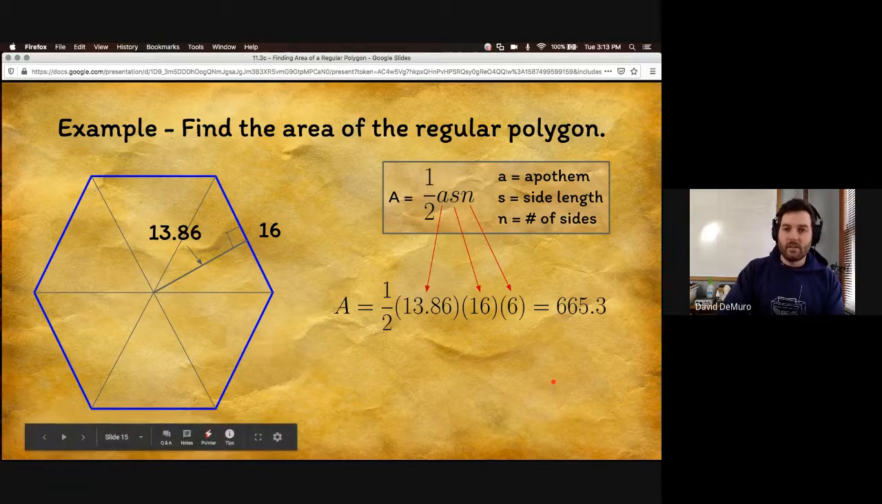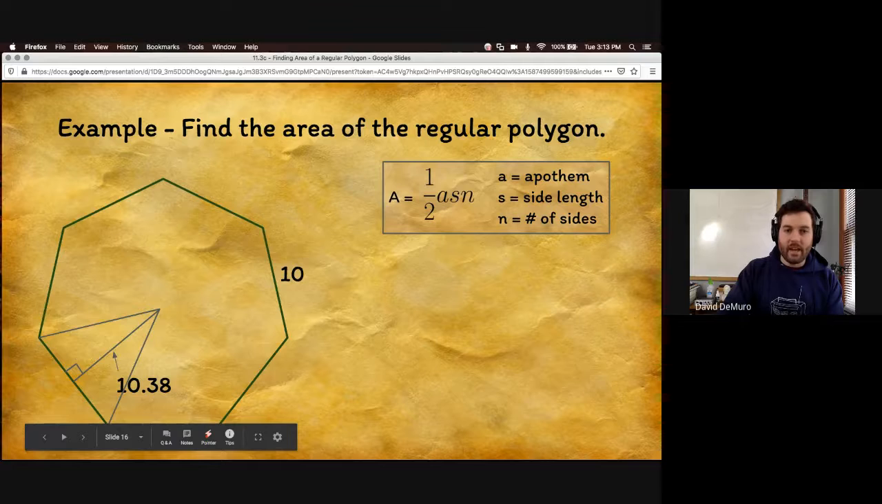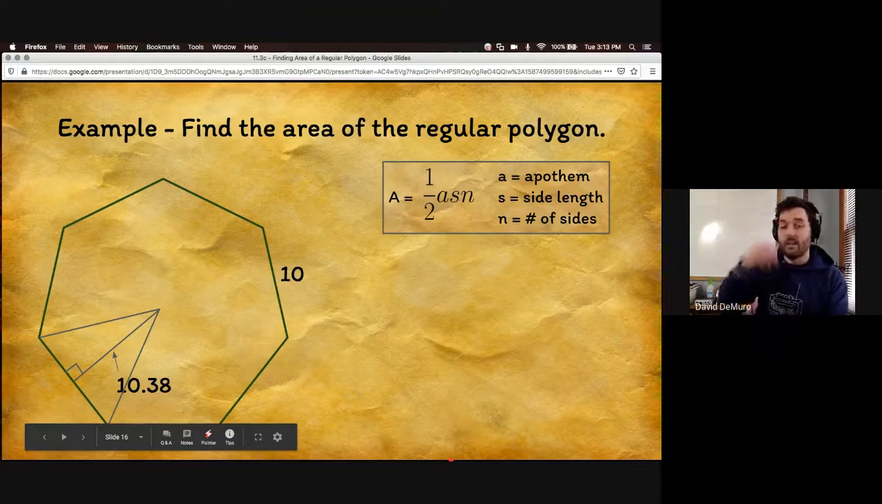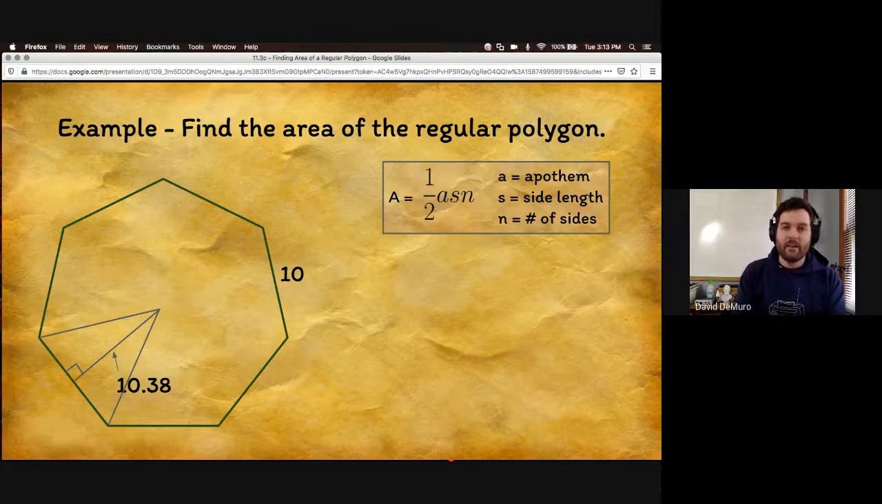Let's take a look at another example. Here we have 1, 2, 3, 4, 5, 6, 7 sides. So you've got a heptagon or septagon. And so if you want to find the area of that regular polygon, it's a good idea to pause the video and see if you can find that on your own. All right, well, let's see what we have.